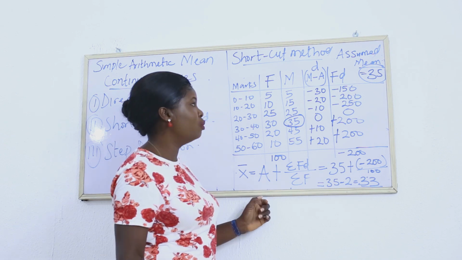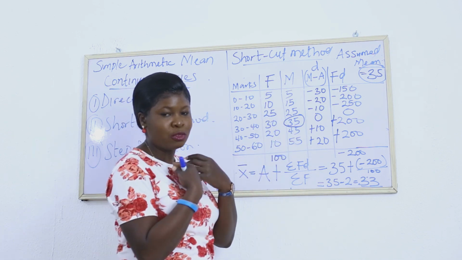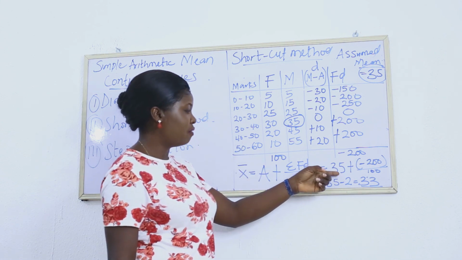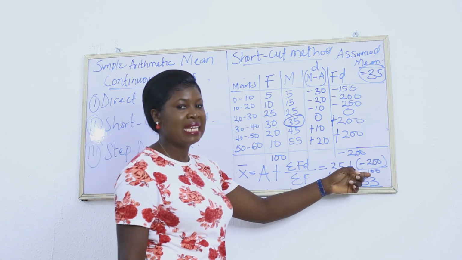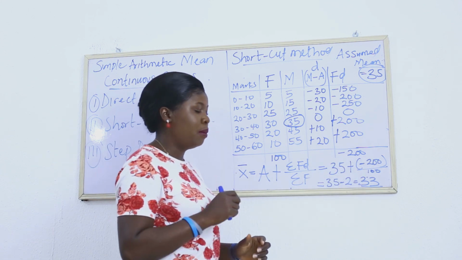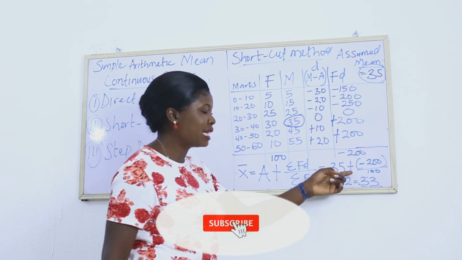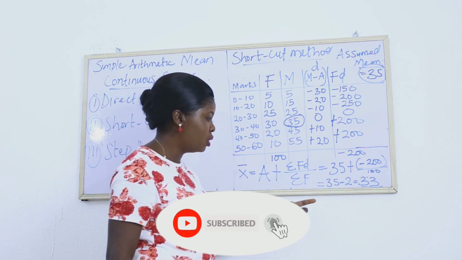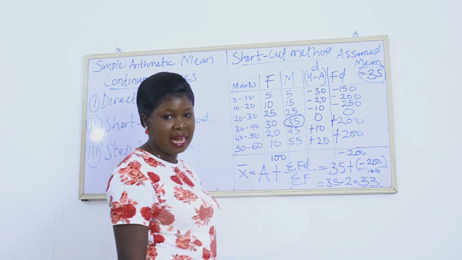And how did I get the assumed mean? Any value of our midpoint can be assumed, but I've decided to pick 35. So 35 plus the value, which is minus 200 divided by 100. Minus 200 divided by 100 will give us minus 2, so automatically this sign changed to minus. So 35 minus 2, we have 33 as the average.